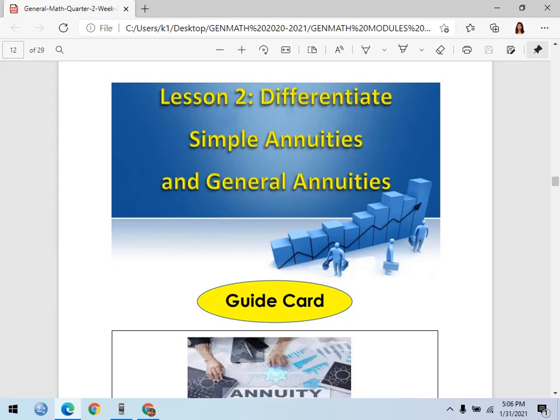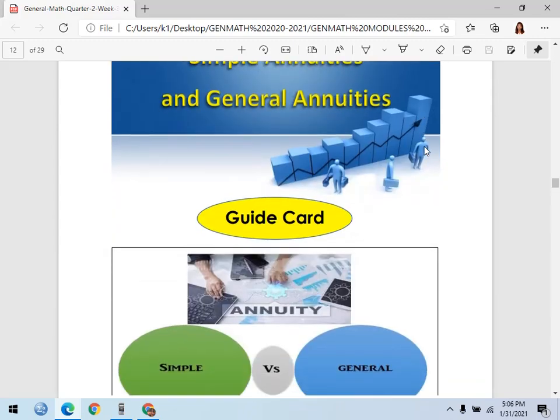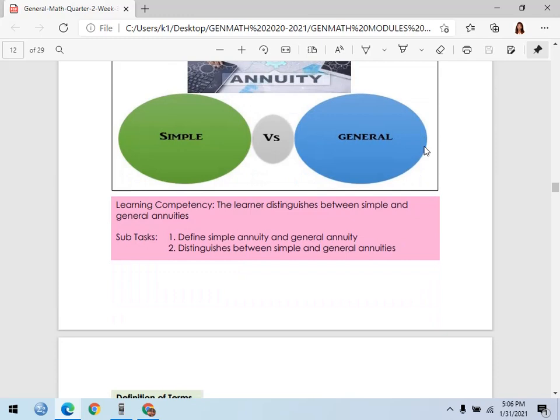So as a continuation of the module for General Mathematics, Quarter 2, Week 3, we have now Lesson 2, which is to differentiate simple annuities and general annuities. So in here, we're going to define and distinguish between simple and general annuities.